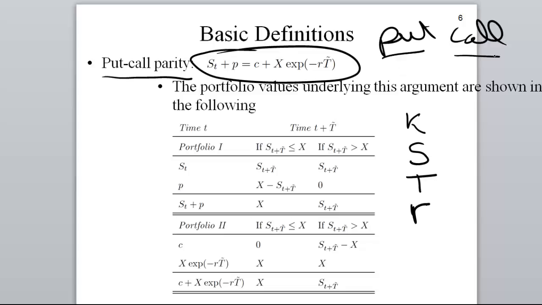Well, let's say there's a case where you have the call price, the strike, in this case X, before I've written K, this is K or X, then the interest rate and the time to maturity, and you also have the underlying price. But the only thing you don't have is the put price. With this equality, you're going to be able to back out what the put price is.